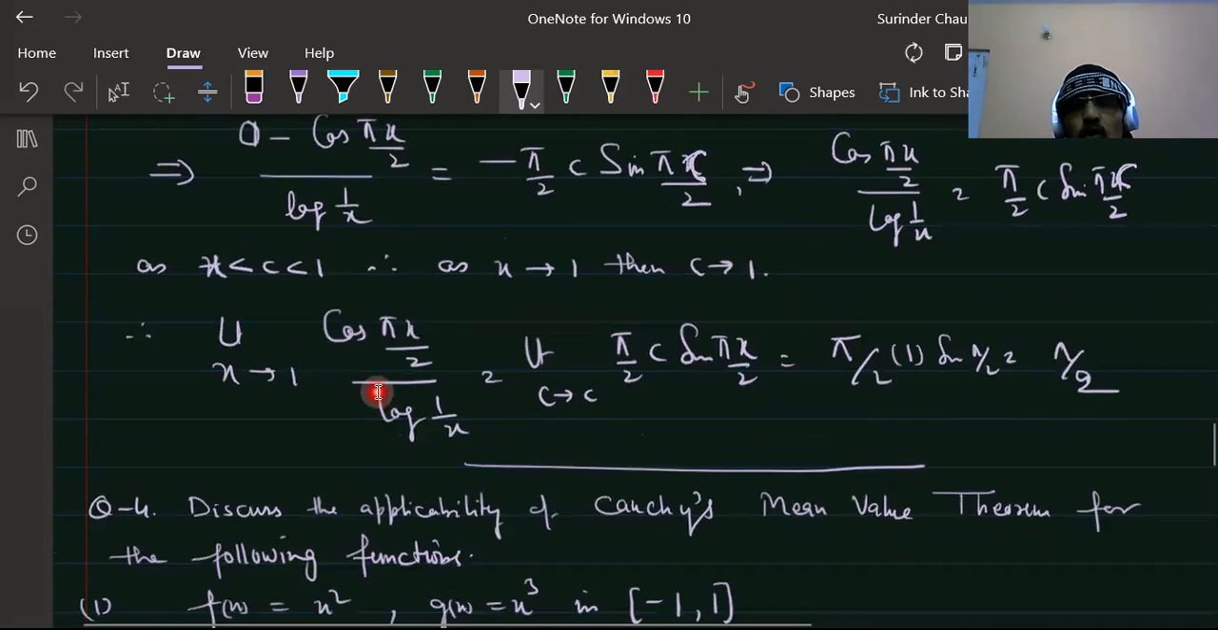So as x approaches 1, with x less than c less than 1, c also goes to 1. So x approaches 1 means c approaches 1. This is again c, so as c approaches 1, this will be equal to pi.